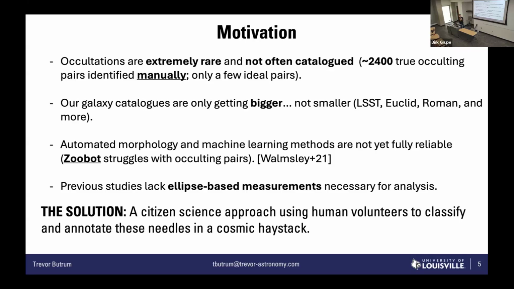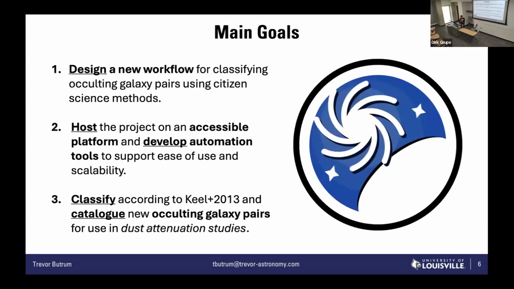You may have seen this last year when I did a poster on this, but I actually finished it and everything is published. But these are all my motivations for this project, and this leads me to my main goals. My main goal was to design a new workflow to classify these pairs, because one had not been made before. I wanted to host the project on some platform, and also classify these according to Gill's classifications that he pioneered for these occulting galaxy pairs for use in dust attenuation studies. On the right here is a little logo I made. It may be changed in the future, but it's something I made.